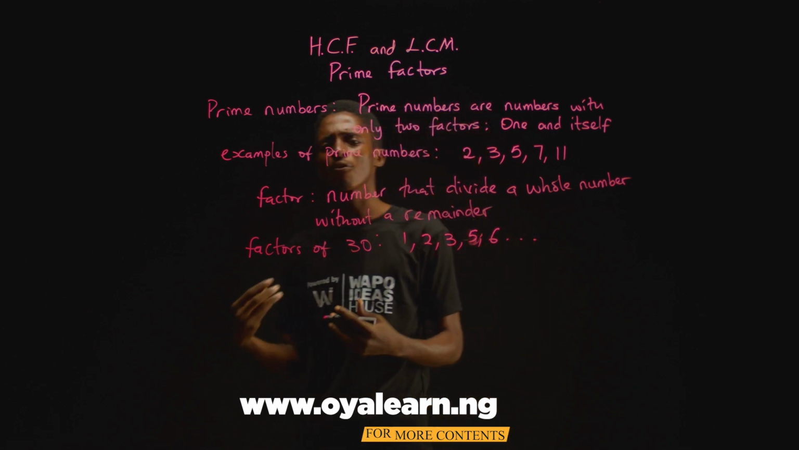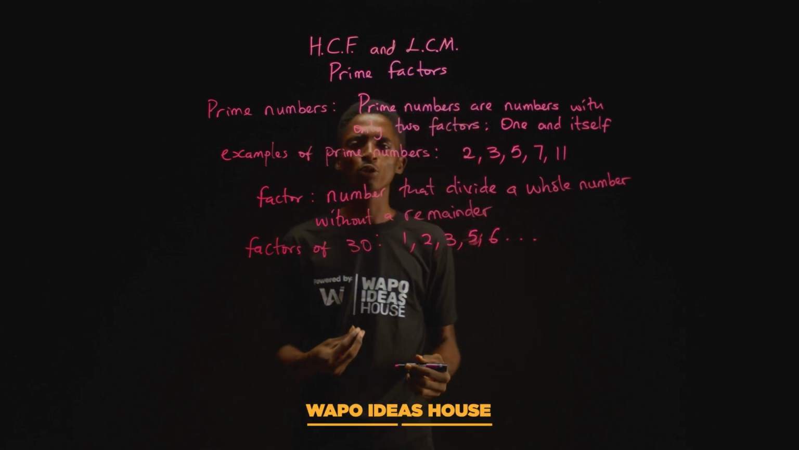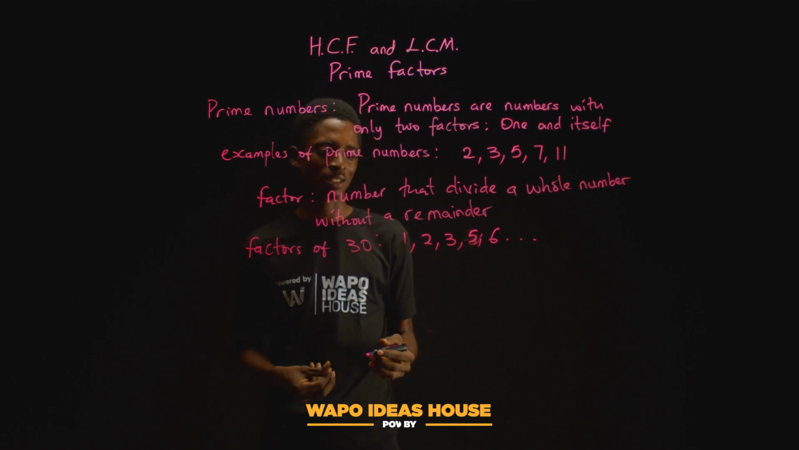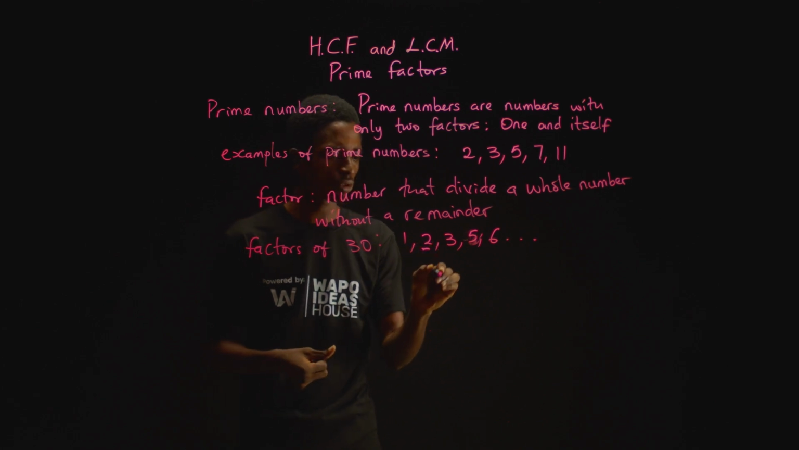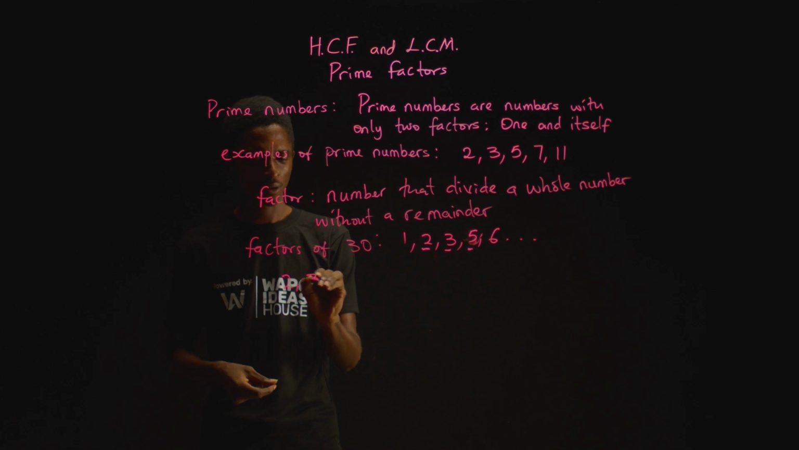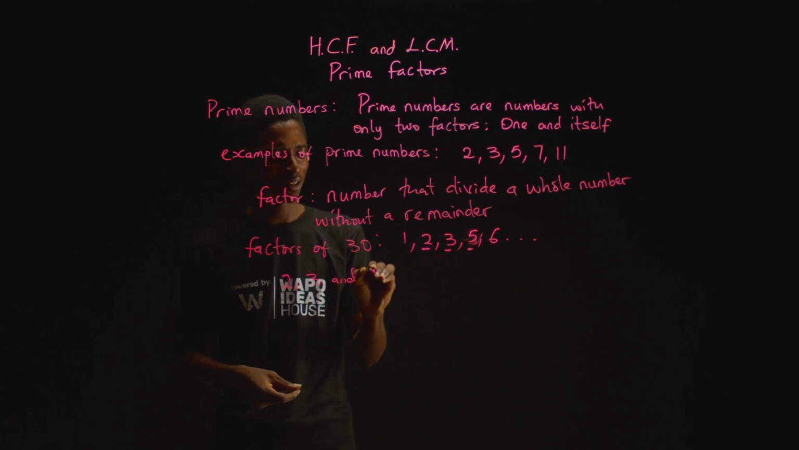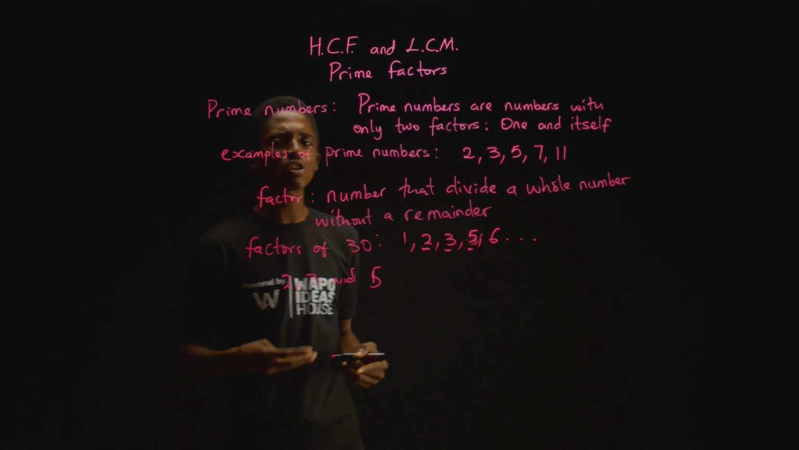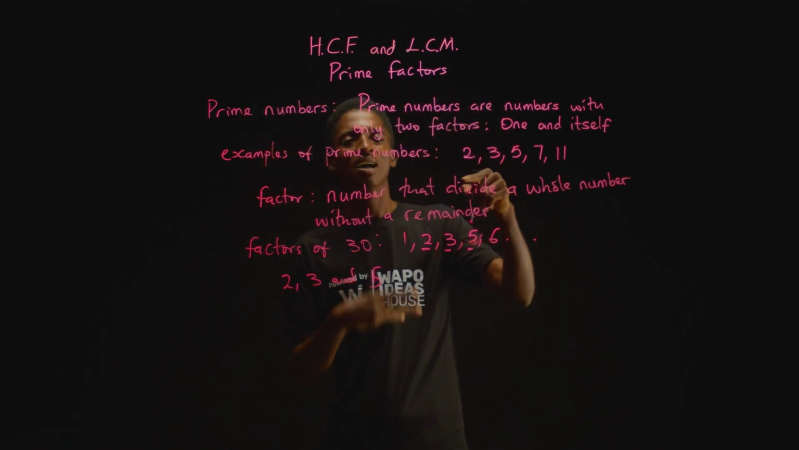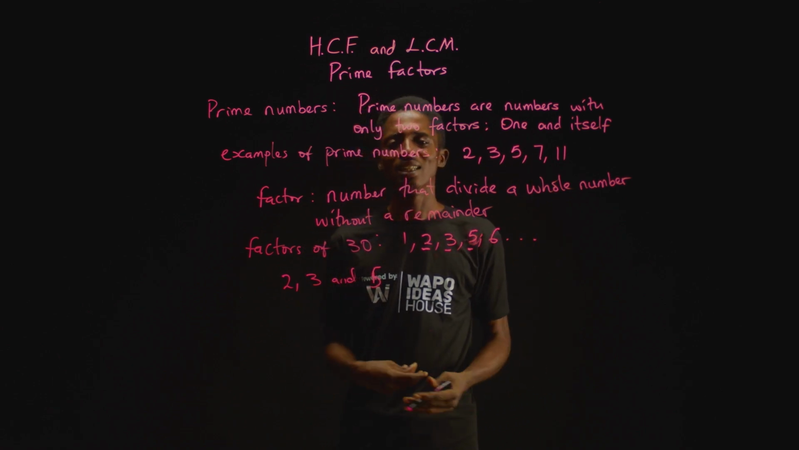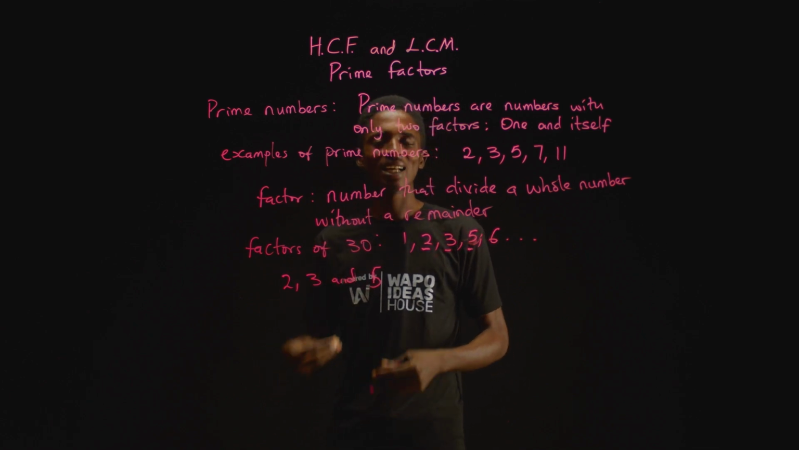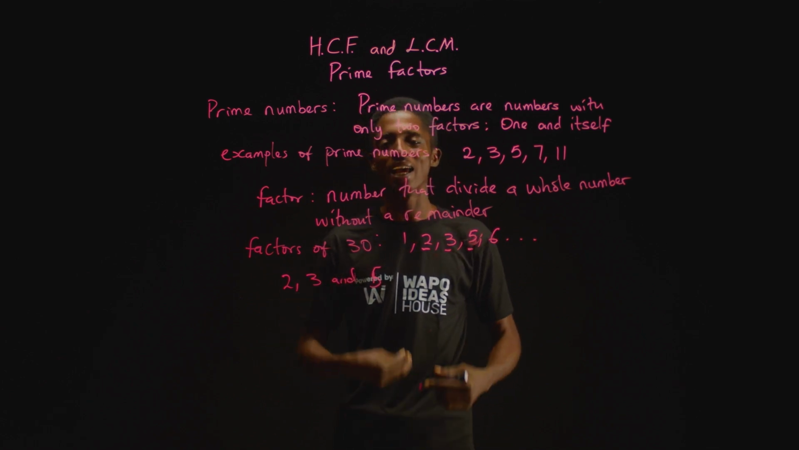Now, when you consider the factors of a certain number and you find a prime number in there, then you're talking about prime factors. For example, we can see the numbers 2, 3, and 5. These numbers are factors of 30, but at the same time, they are prime numbers. Therefore, a prime factor is a factor of a number that is also a prime number.